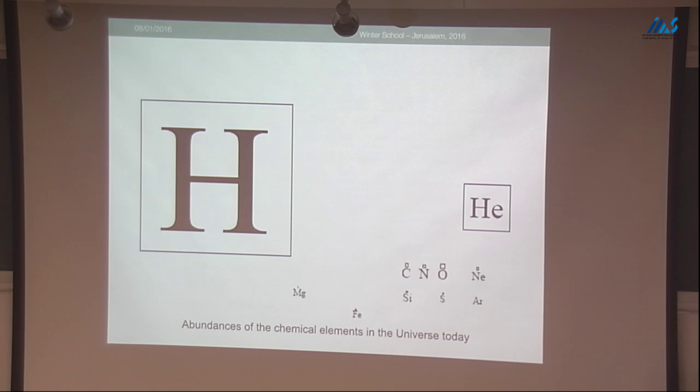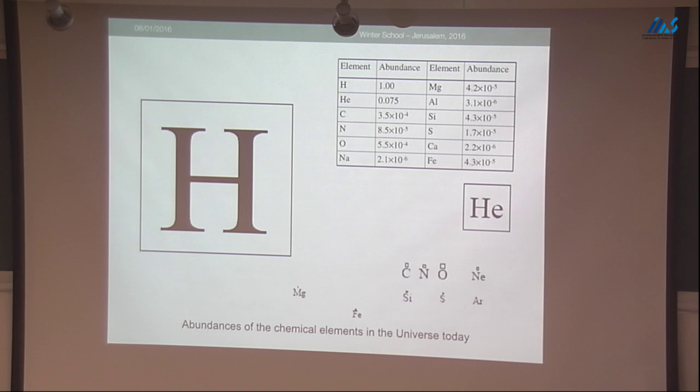Starting with the bigger picture, if we look at the abundances of the chemical elements in the universe today, of course the most abundant element is hydrogen. The abundance is scaled, so you can see the H is really very big compared to all the others. That gives you the strong message that hydrogen is more abundant by orders of magnitude than the others. A bit of helium, and then the abundances decrease quite a lot. Here you have the right numbers. You can see that already for carbon and nitrogen we immediately get down to 10 to the minus 4.